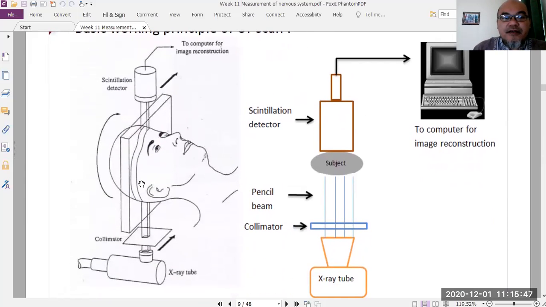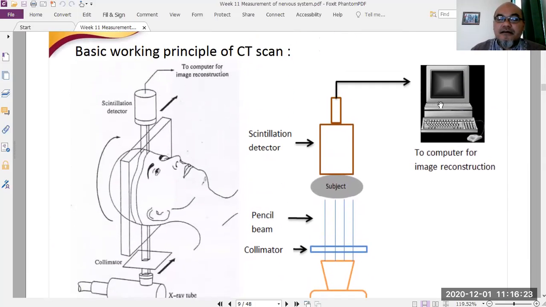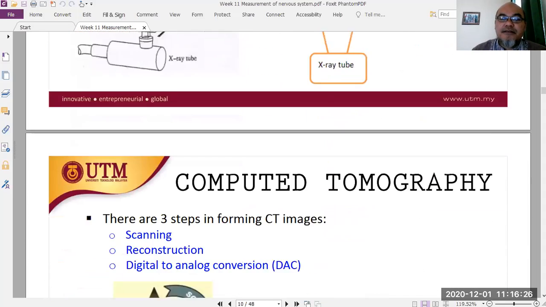For example, it can work like this. This is the X-ray tube, using a collimator, and then the transmitted image is obtained on the other side of the head using a scintillator detector. Then this platform is rotated, the whole platform is rotated, so the X-ray and the detector rotate to image the head from different angles. From there, the image is reconstructed using a computer-based system.